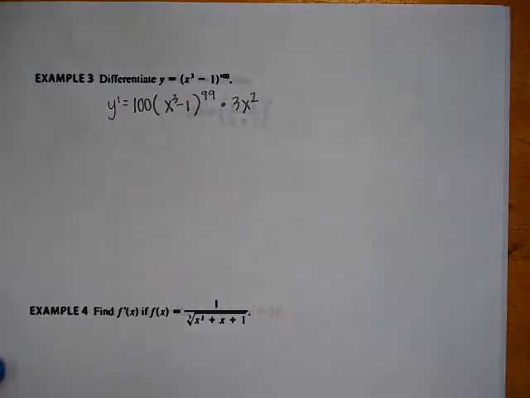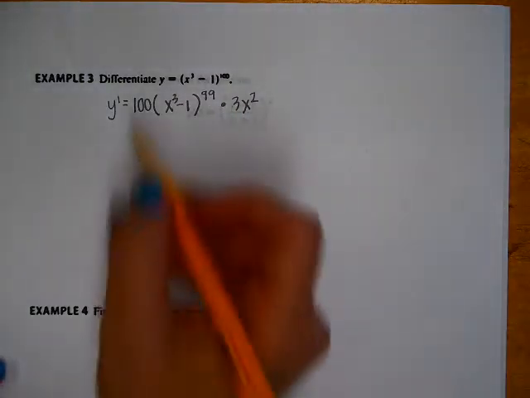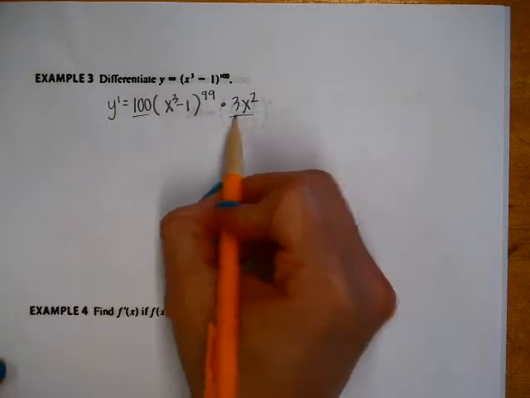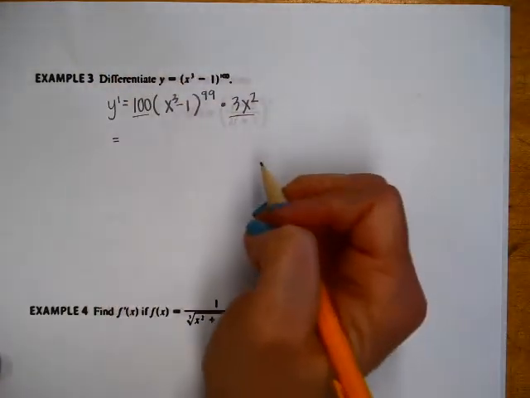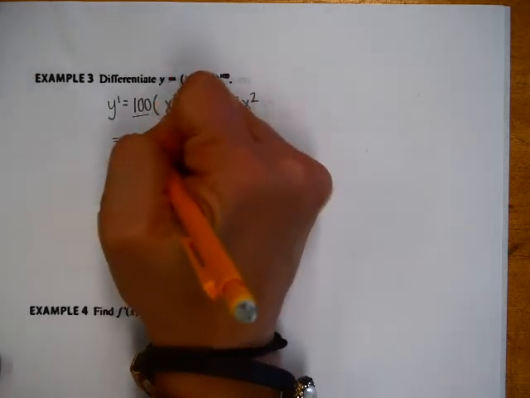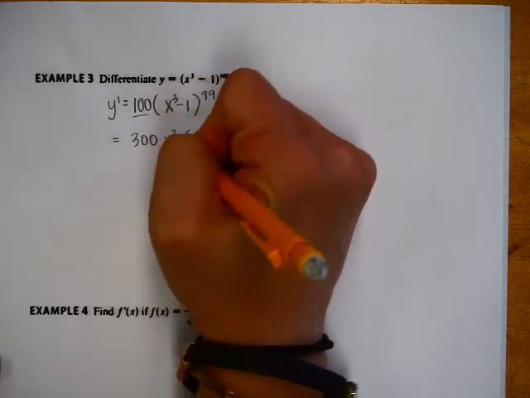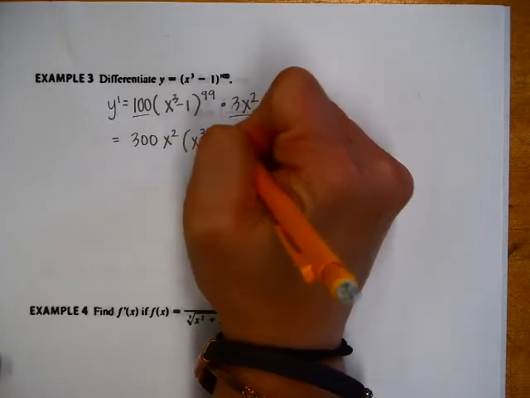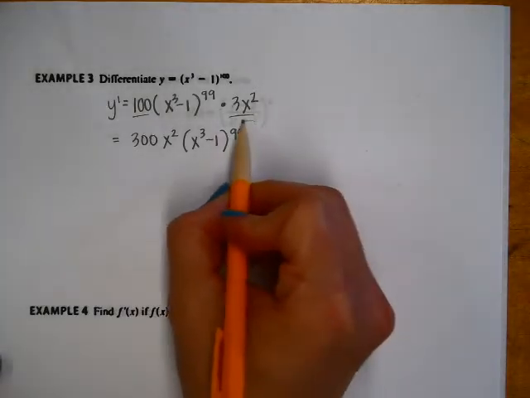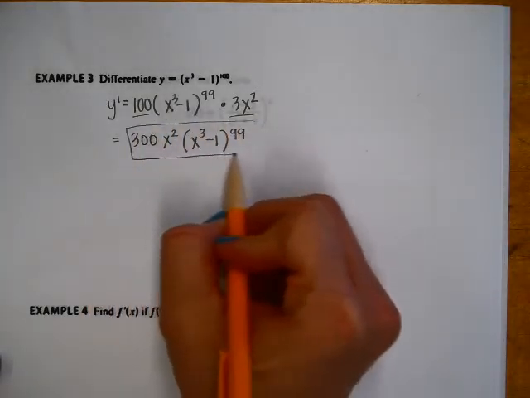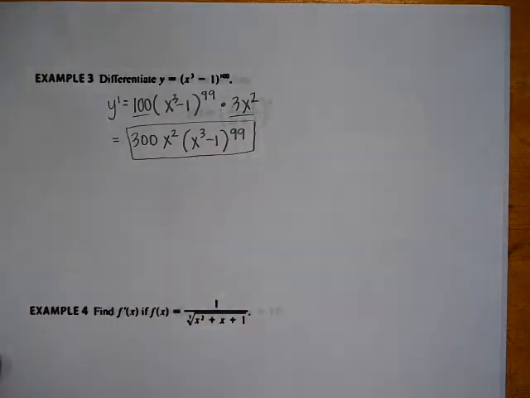3x squared. And then you would just simplify, so we can combine this 100 times this 3x squared, and that gives you 300x squared times x cubed minus 1 to the 99th power. All right, and that would be the simplest that you could go on this. And so we are going to leave it there. Okay, so not too bad on that one.